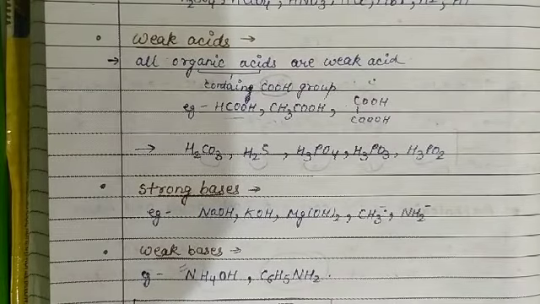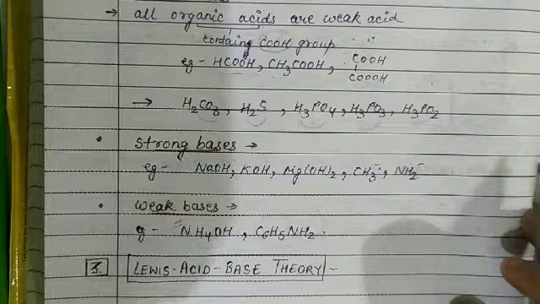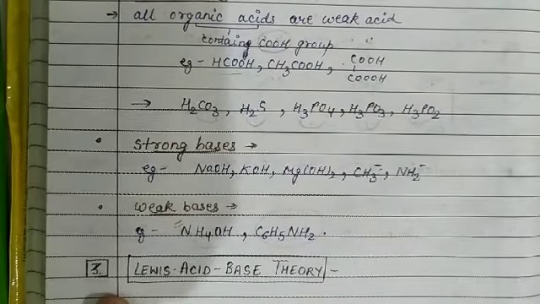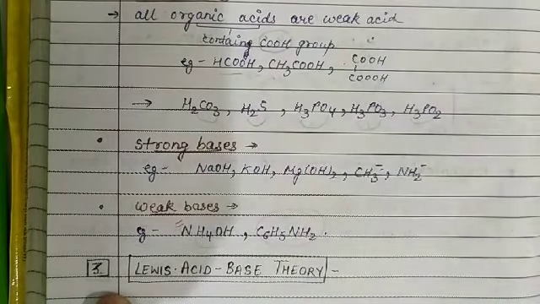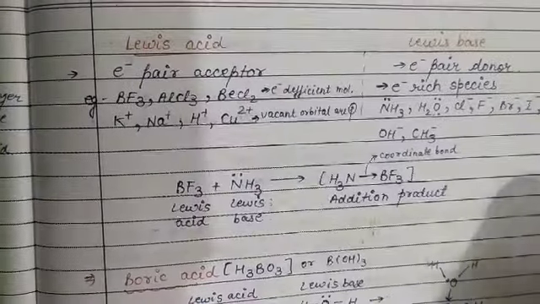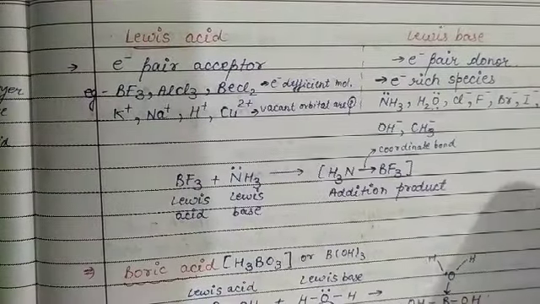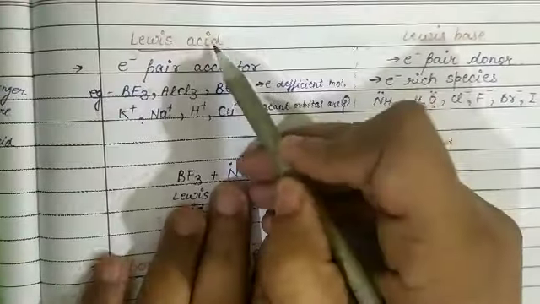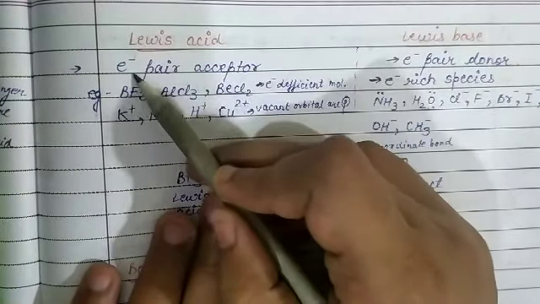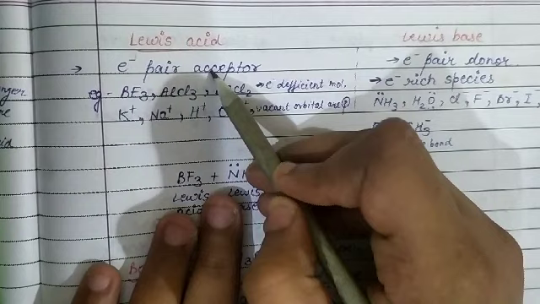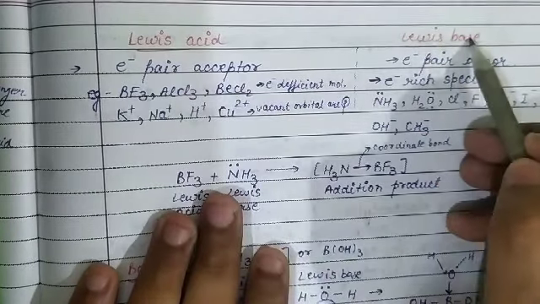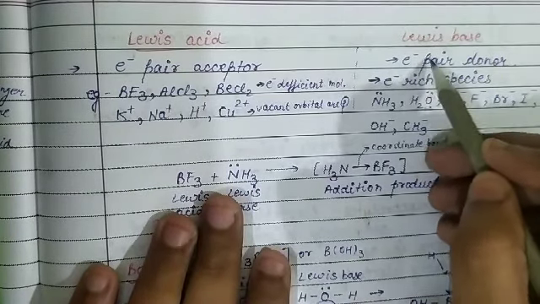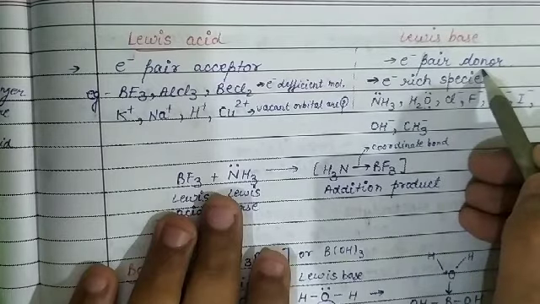Now our next acid-base theory is called Lewis acid-base theory. What is Lewis acid-base theory? According to Lewis acid-base theory, what are Lewis acids? Lewis acids are basically electron pair acceptors. And what are Lewis bases? Lewis bases are basically electron pair donors.